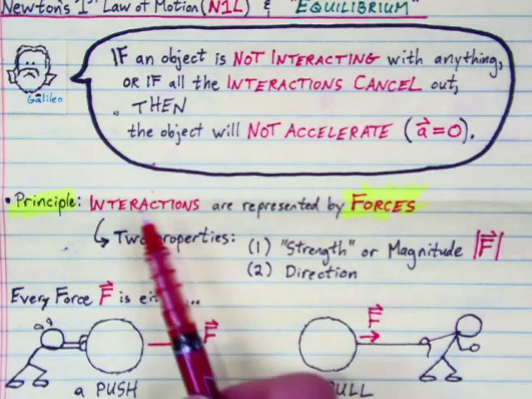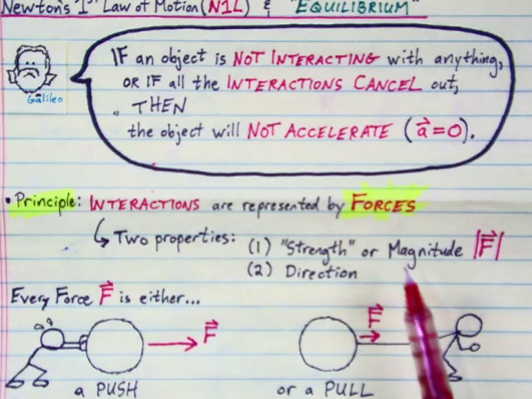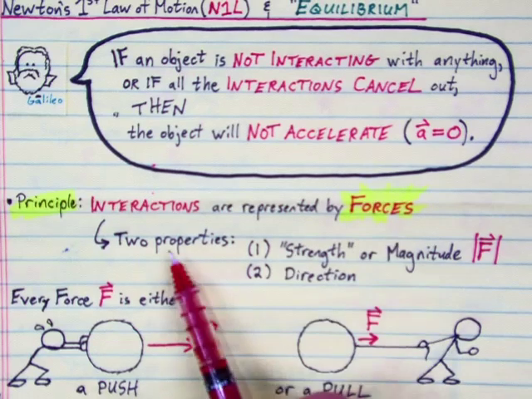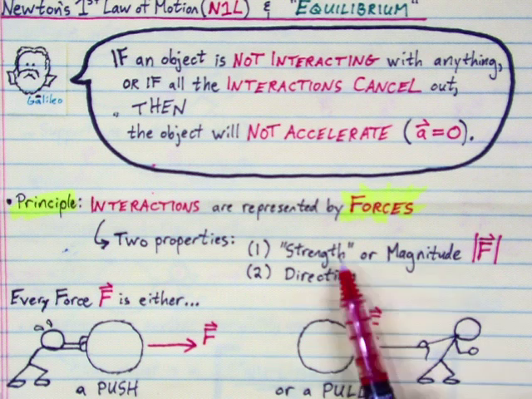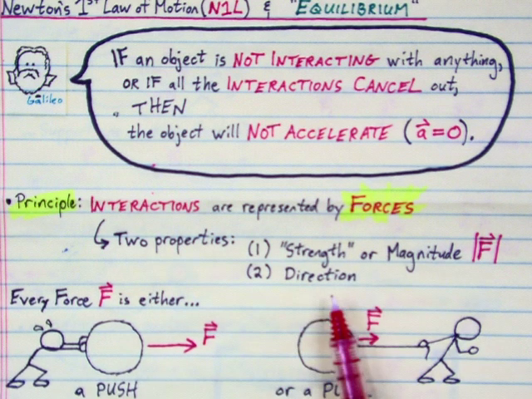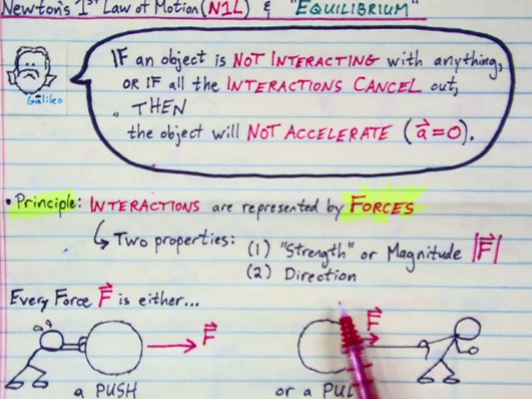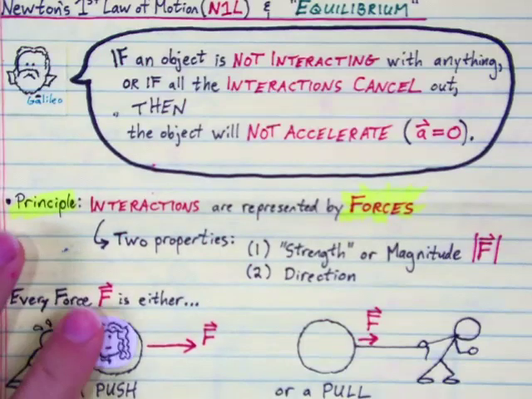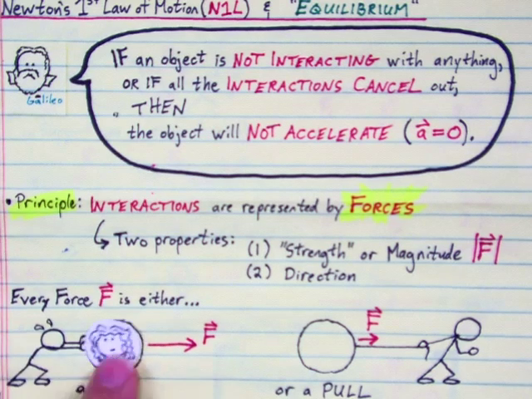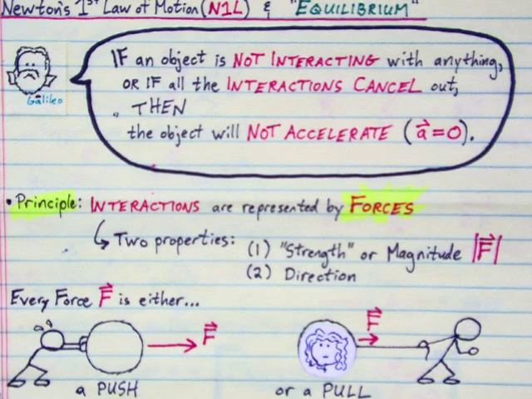So interactions are represented by forces, and every force has two properties. It has a strength or a magnitude. Some forces are stronger than others, and it also has a direction. And you'll recognize that if a force has a strength and a direction, then it is a vector. Forces indeed are vectors. So every force is either a push or a pull.